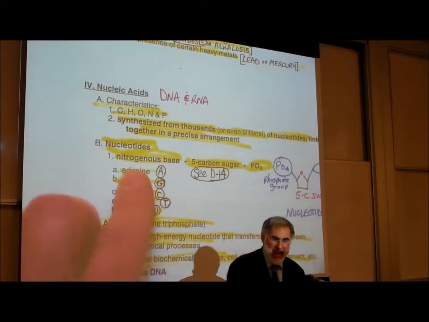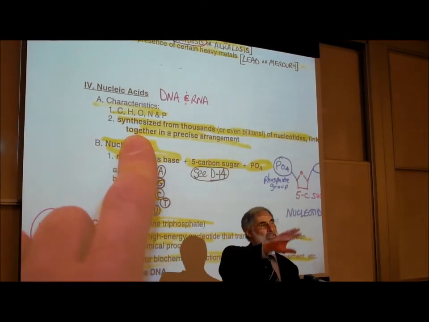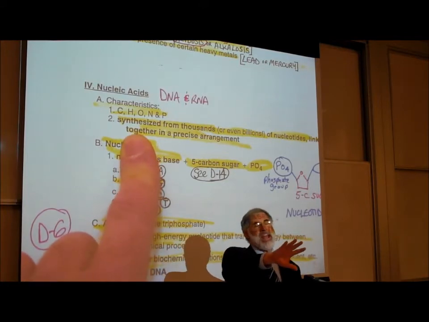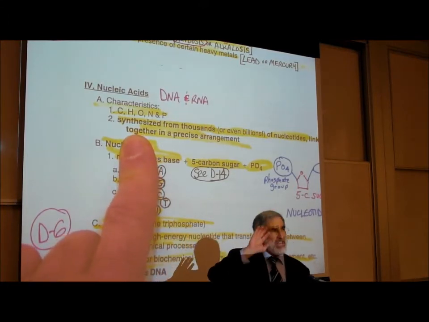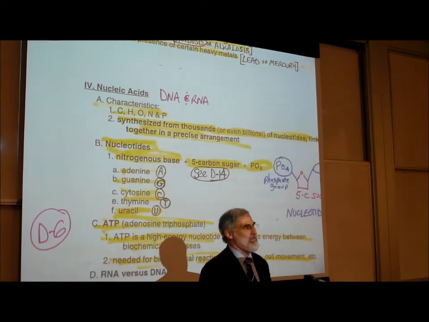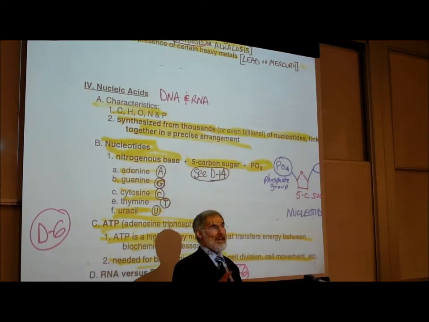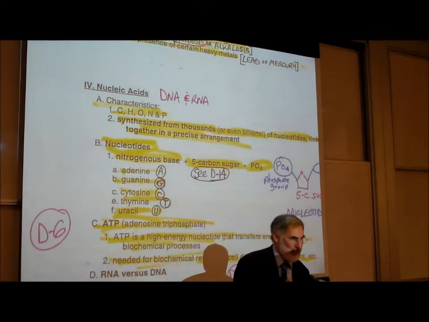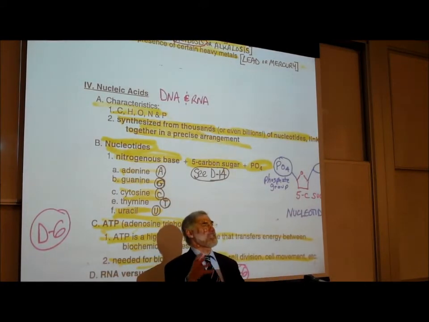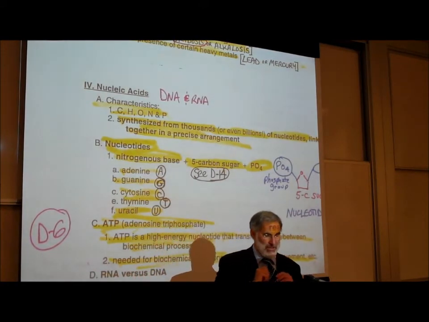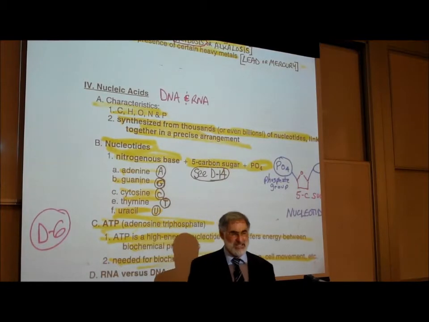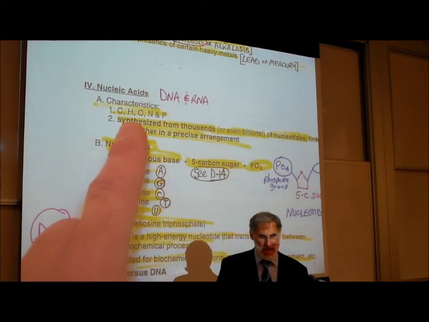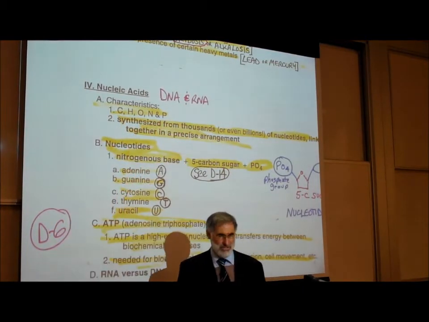Now, the nucleic acids contain 5 of the 6 most important elements making up the chemicals in living things. Anybody remember SPONCH? Carbon, hydrogen, nitrogen, oxygen, phosphorus, and sulfur. The 6 most important elements making up the majority of chemicals in living things. Well, the nucleic acids contain 5 of the 6. Carbon, hydrogen, oxygen, nitrogen, and phosphorus.